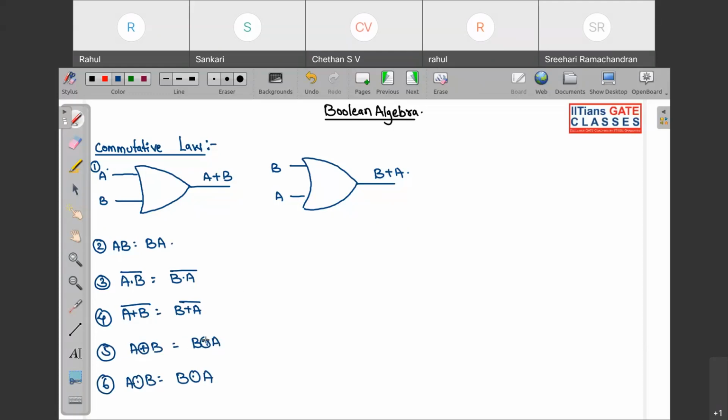Now the next is what? So this might be asked in your option based question, that which of the gates follow commutative law or which of the gates are commutative. So you need to write all the gates are commutative.